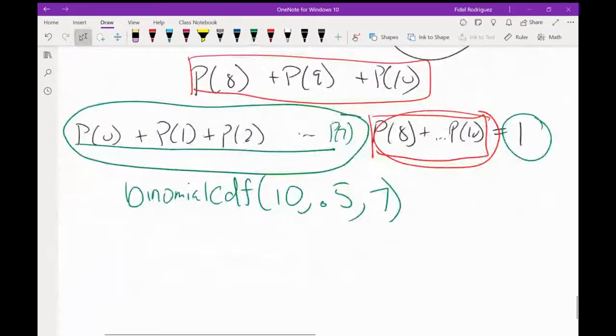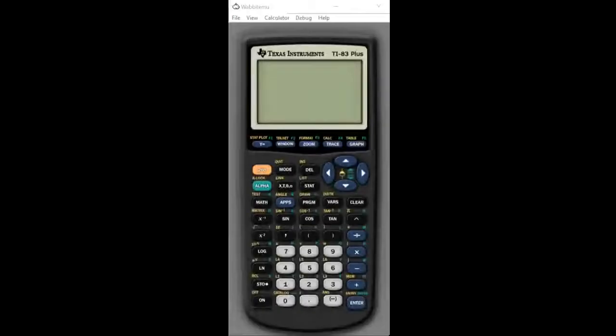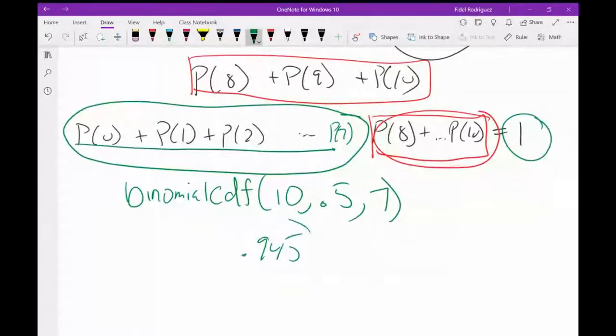And again, y'all, I'll show you on my calculator how I'm going to do this piece. Let me get my calculator going so you can see exactly how I'm going to do this. Okay, turn it on. Let's go 2nd, bars. Scroll down to binomial CDF. And right there, we have 10, comma, 0.5, comma, 7. Hit enter, and I'm coming up with 0.945. Let me stop sharing this and come back to my notes. So this number here is 0.945.